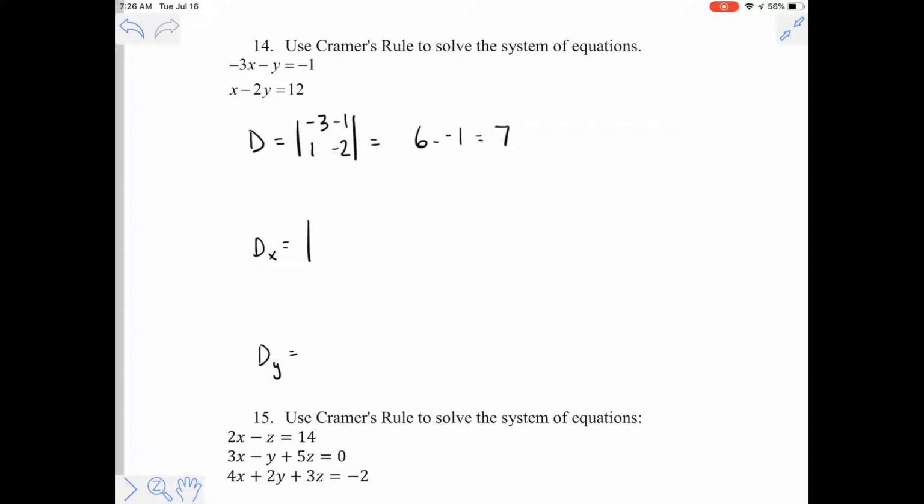The D sub X determinant, the subscript of X means that the X column is going to be replaced. So instead of negative 3 and negative 1, we're going to use negative 1 and 12 in the X column. So this determinant is 14.